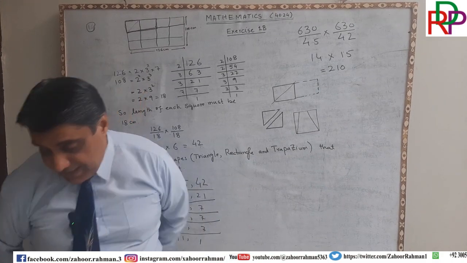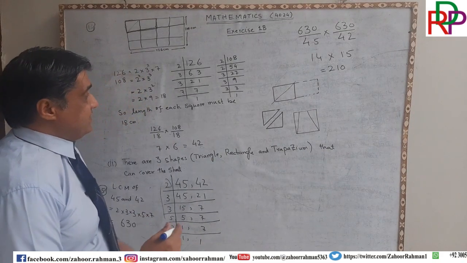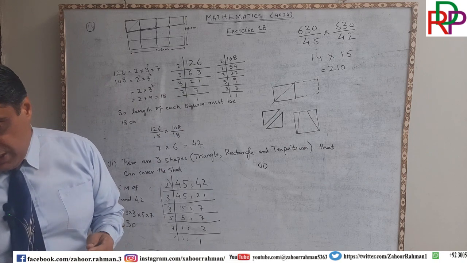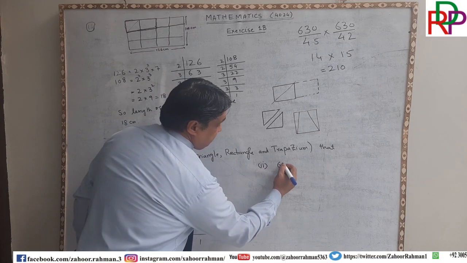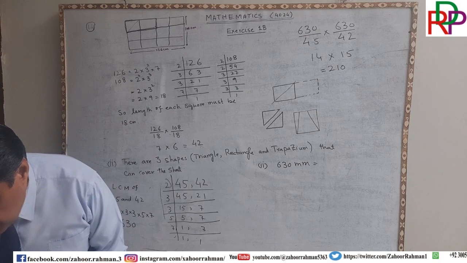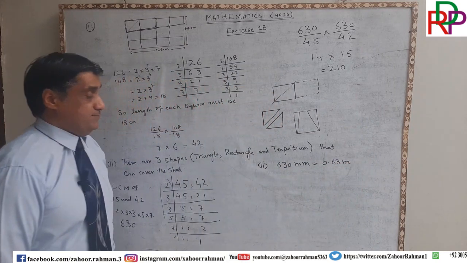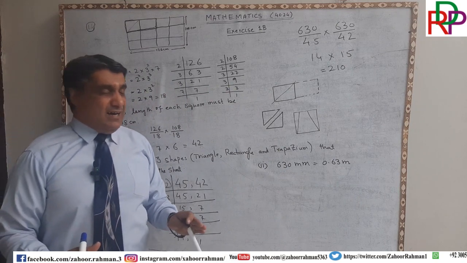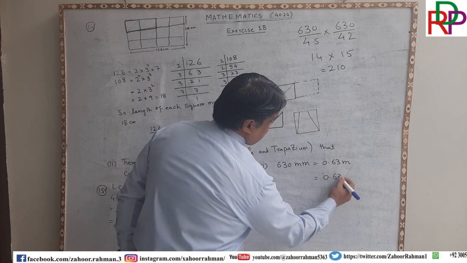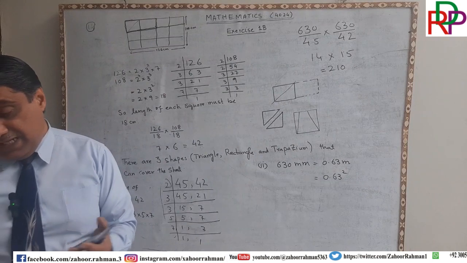Okay, the second part is saying, what are the dimensions of the largest square that can be formed. We found 630, this is the second part. I am doing it here. You can write it wherever you want. So, according to the question, 630 millimeter is equal to 0.63 meter. Now, area of the square is in meter square. So we have to take 0.63 square, and that is the area of the smallest square that can be formed.